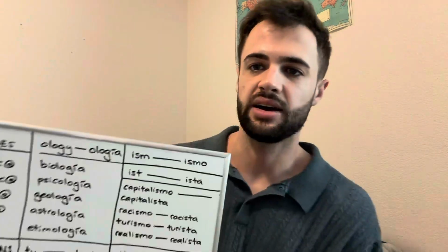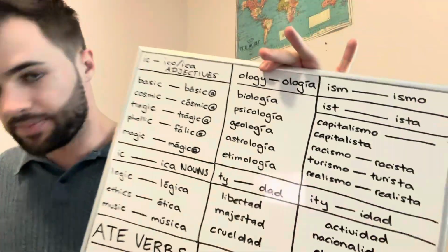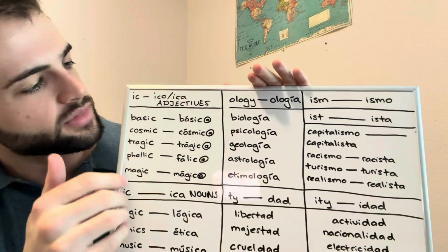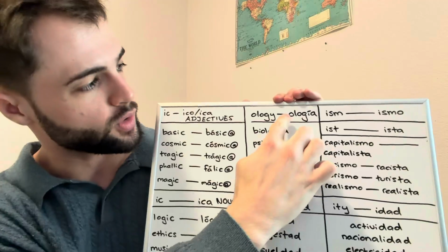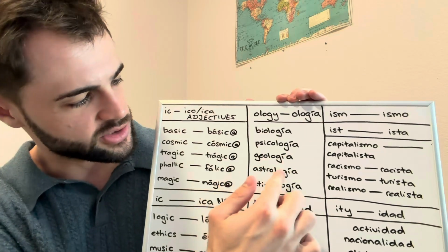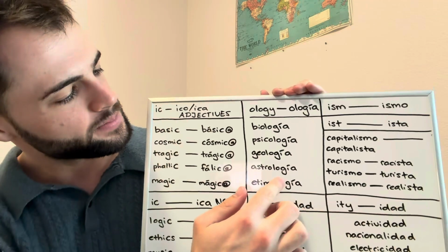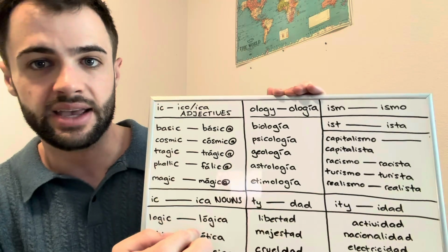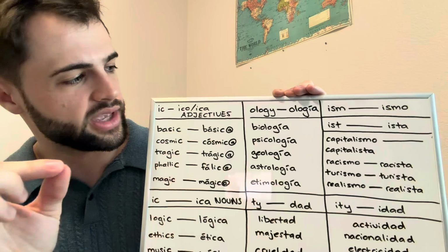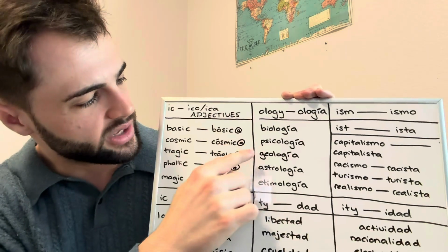Up next, we have ology. Ology is a good one. It's very easy to learn. You're just going to switch it for ología: biología, psicología, geología, astrología, etymología. Had to include that one, of course. Similarly to the ICA, all of the words in Spanish that end in ología are going to be feminine, always. La biología, la psicología, la geología.